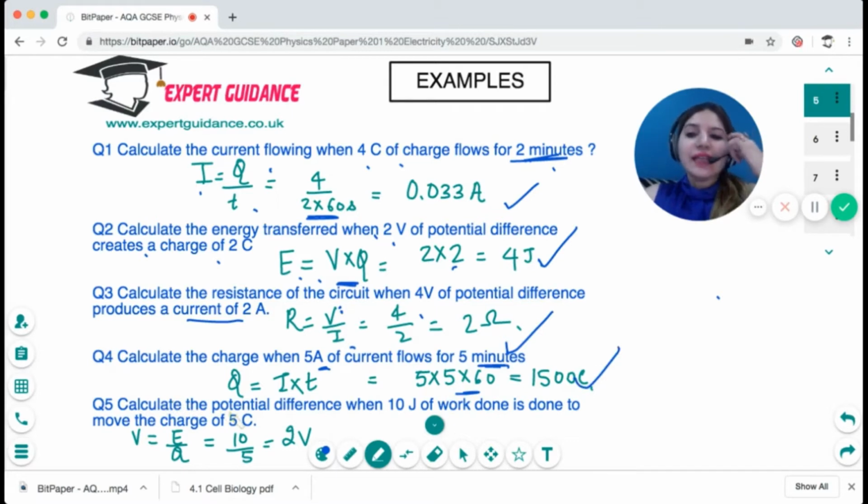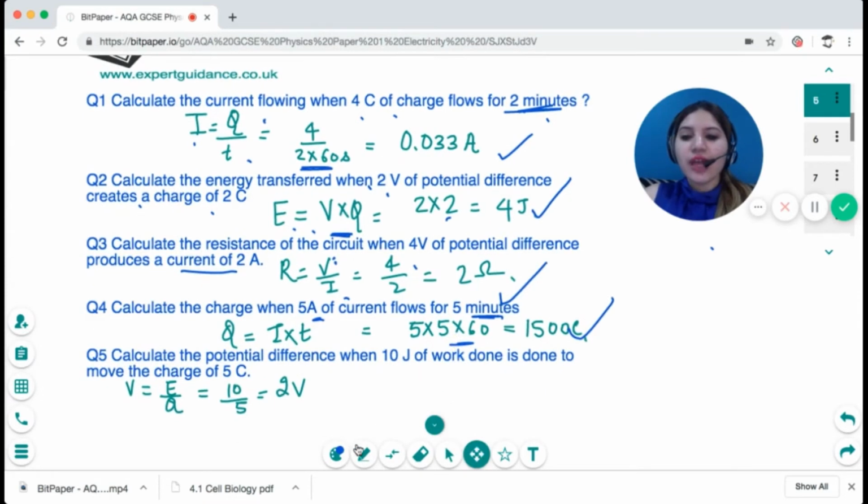And then calculate the potential difference when 10 joules of work is done to move the charge of 5 coulombs. So remember, I told you potential difference is energy per unit charge. Energy is 10 joules, charge is 5 coulombs, so that is 2 volts.